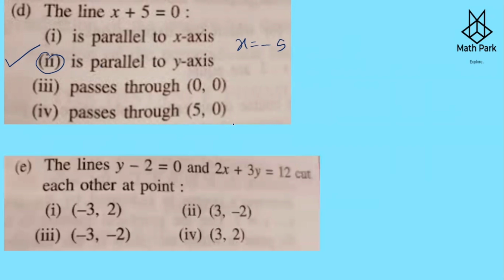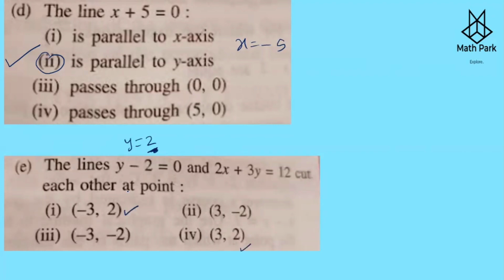The last MCQ, the lines y minus 2 is equal to 0 and 2x plus 3y is equal to 12 cut each other at which point? So we should know what is the common point. So this is y is equal to 2. So if y is equal to 2, that means the y-intercept, that is value of c, is going to be 2. So either of this or this option could be there.